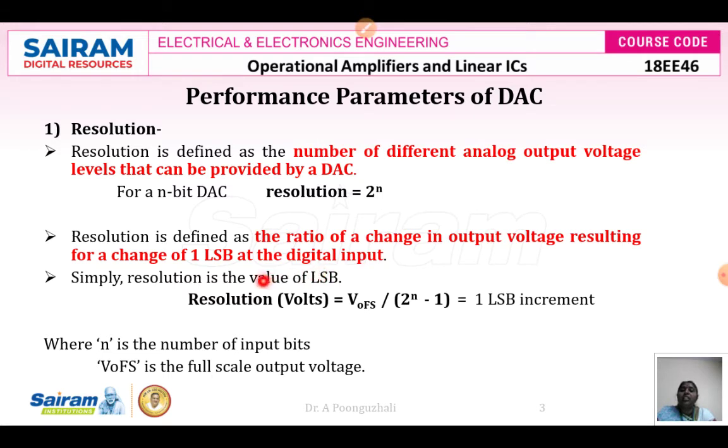In this case your resolution is going to be the value of the LSB bit. So the resolution in volts is equivalent to your full scale output voltage divided by 2 power n minus 1. That is nothing but the one LSB increment value which you are going to have in the output voltage, where n is the number of input bits and VOFS is nothing but the full scale output voltage.